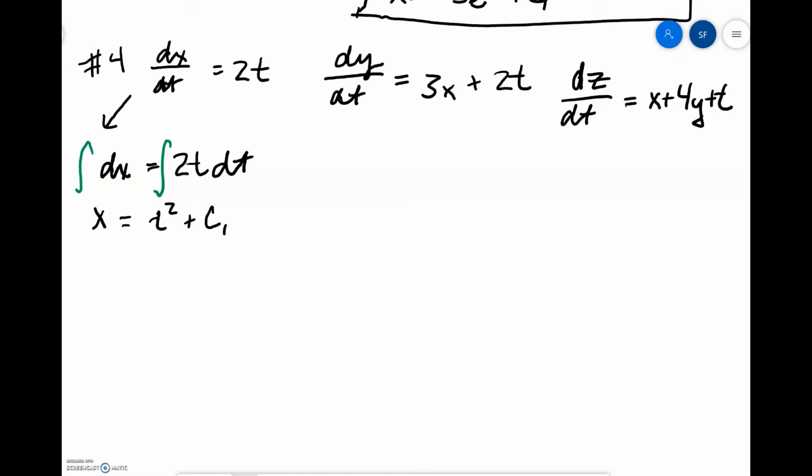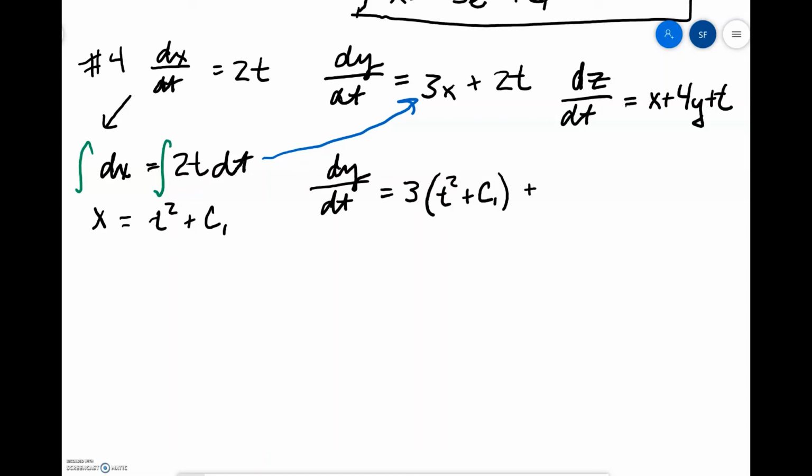So we can take this and plug it into the next differential equation. So now my dy/dt becomes 3 times, not x squared, t squared plus my first integration constant, plus 2t. I'm going to go ahead and distribute that through.